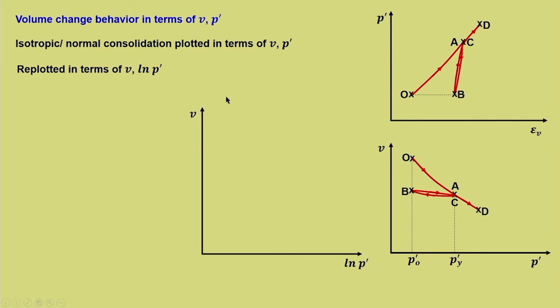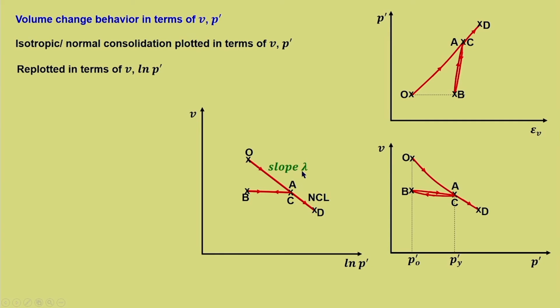So, here also V versus ln P dash is replotted, and when it is replotted, we know that it will become a straight line. So, both unloading and reloading are represented by a single average straight line, A, B, C and further D. So, this is what has been replotted. This is the normal consolidation line, and here you can see when it is represented in terms of V, ln and P dash, the slope is considered to be lambda.